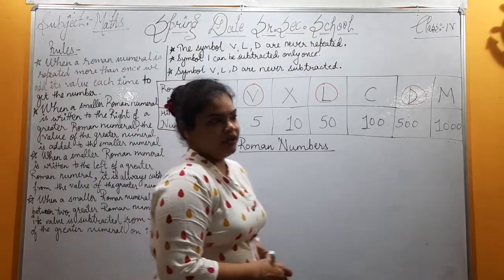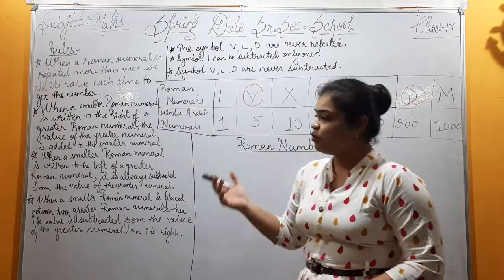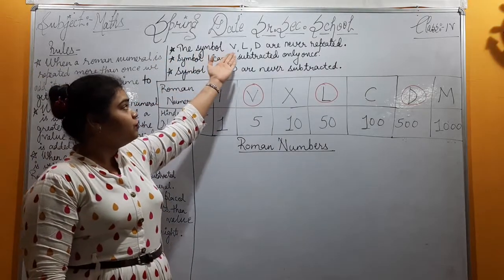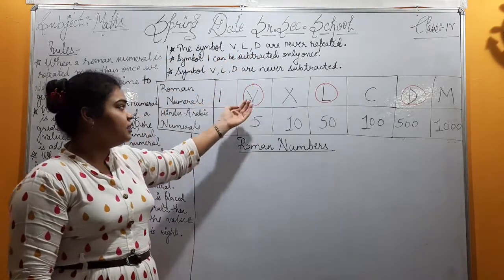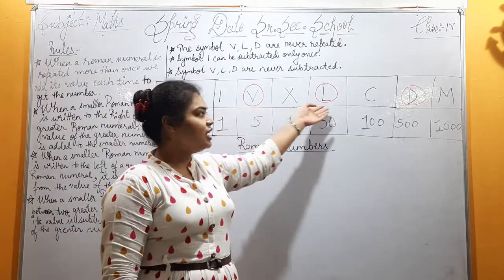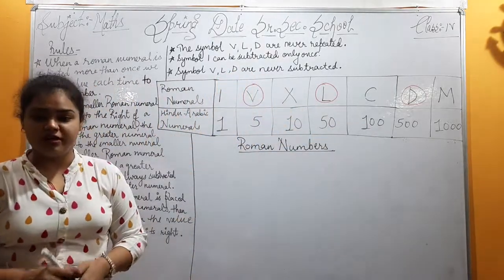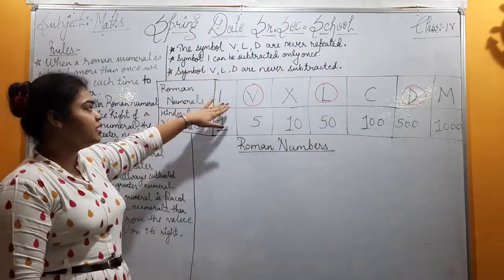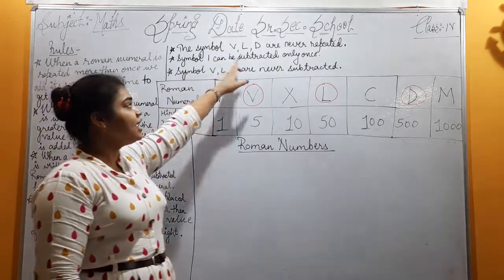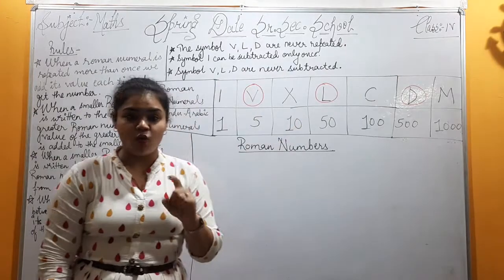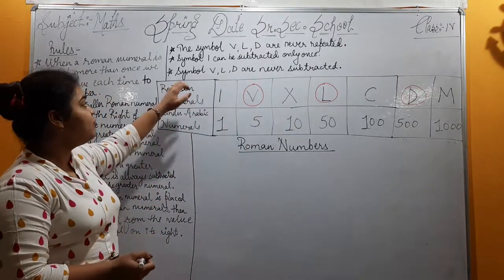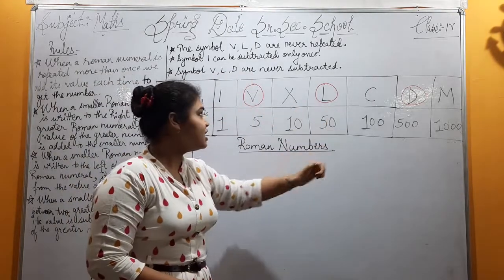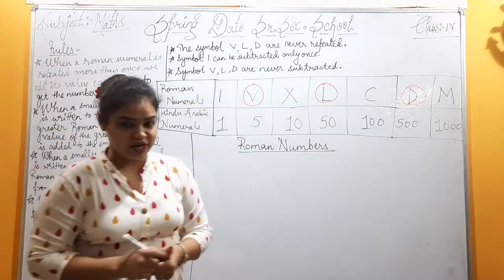Okay children, before starting with the rules, one thing we have to keep in mind is that the symbols V, L and D are never repeated. Next is the symbol I. It can be subtracted only once. Next we have the symbols V, L, D. The same symbols are never subtracted.